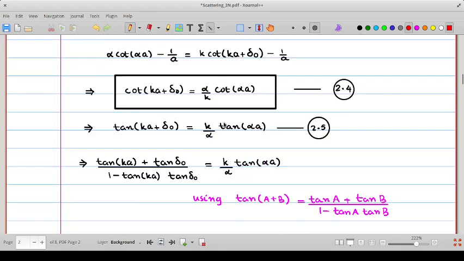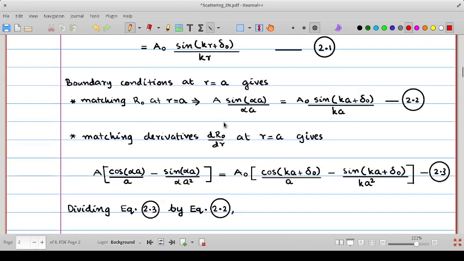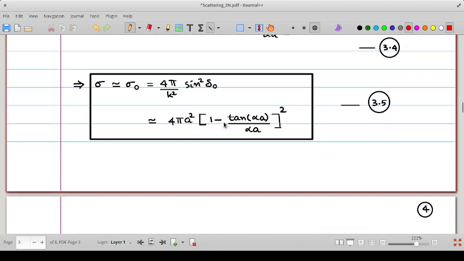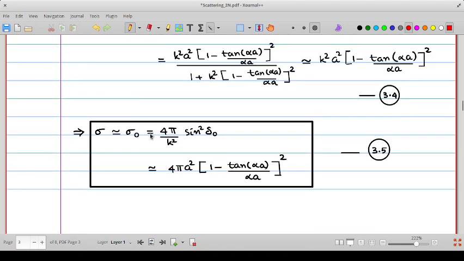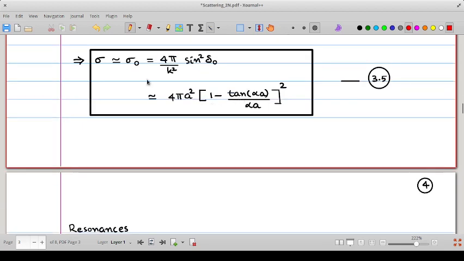Then the S wave scattering result is sigma 0, that is a contribution from the S wave only, which is 4 pi by k square times sine square delta 0, and sine square delta 0 can be replaced by this. So the scattering cross section for extremely small energies can be given by this equation.